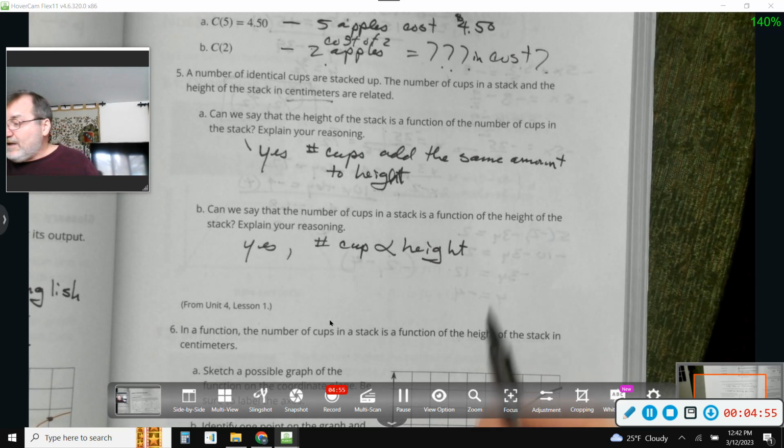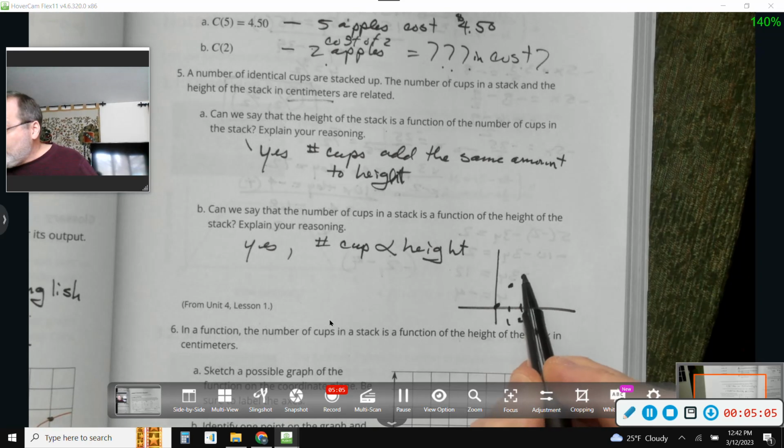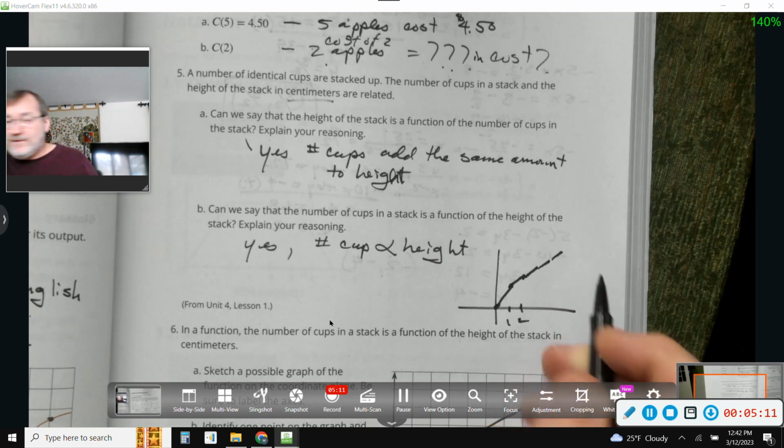It'll look something like this. We'll say when there's 0, the height is 0. When you have 1 cup, it'll be up here, and then if we go to 2, it'll be a little bit further. It'll be a little bit steep for that first one, but then it changes tack and it'll just go up the same amount each time.